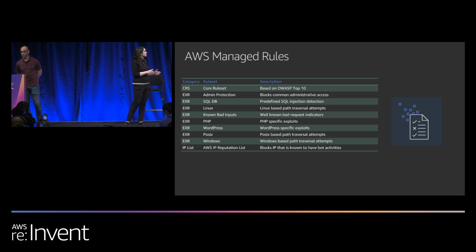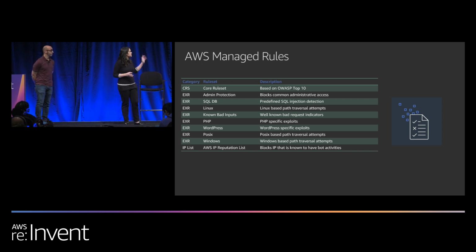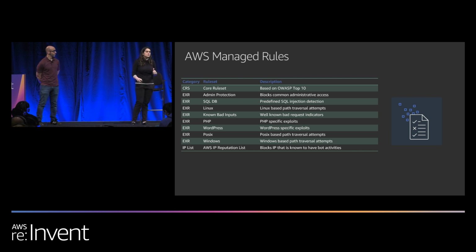However, for example, let's say you wanted to quickly spin up a WordPress site that you're hosting on a Windows machine. One of the things that you might decide to do is say, I want to implement the following managed rules. I'll use the core rule set to protect from the OWASP Top 10. I'll also choose the WordPress rule set that protects from WordPress-specific vulnerabilities. And I'll also use the Windows rule set as well. And this lets you very quickly get started with a basic set of security that you can apply to your web application.